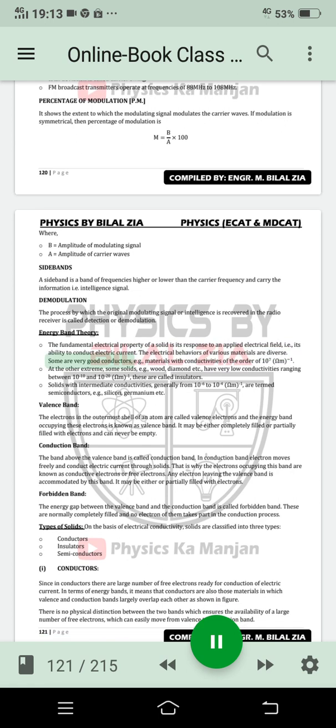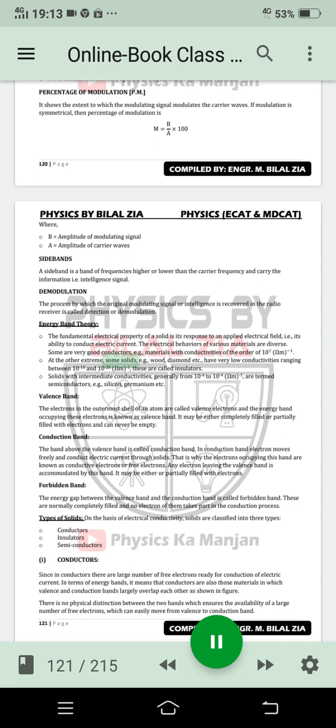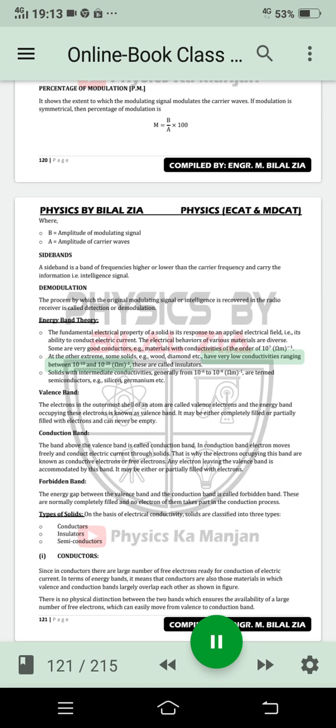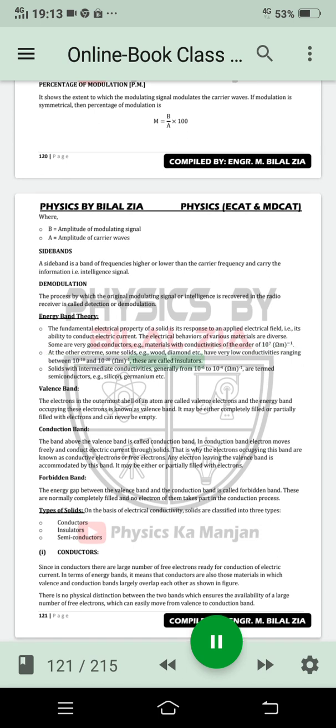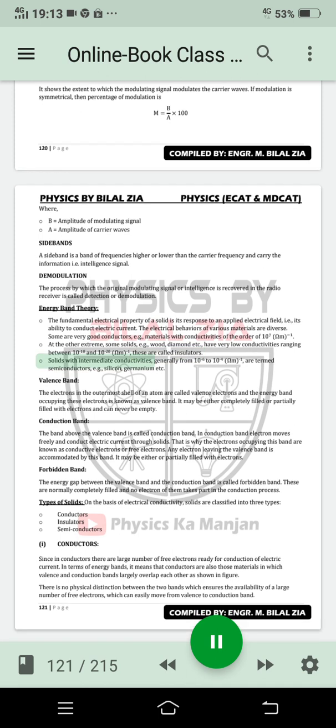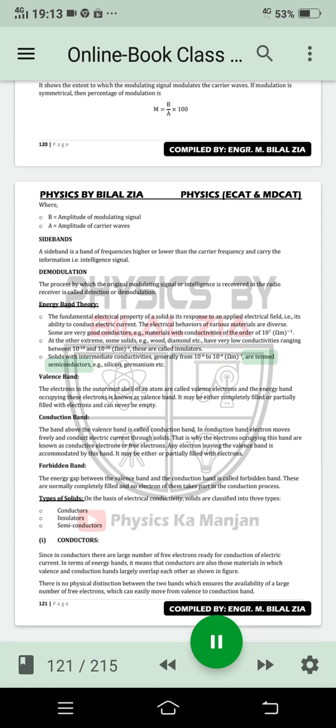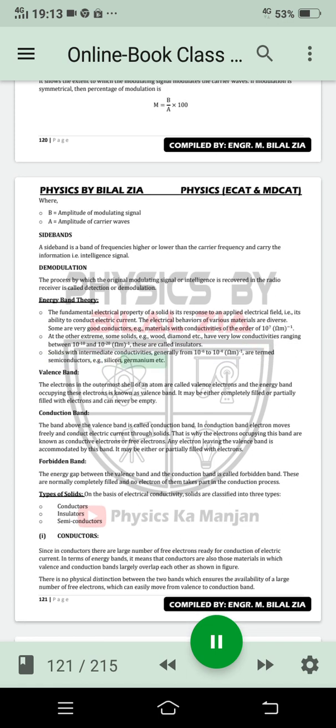Some are very good conductors, e.g., materials with conductivities of the order of 10^7 Ω^-1 m^-1. At the other extreme, some solids, e.g., wood, diamond, etc., have very low conductivities. These are called insulators. Solids with intermediate conductivities are termed semiconductors, e.g., silicon, germanium, etc.